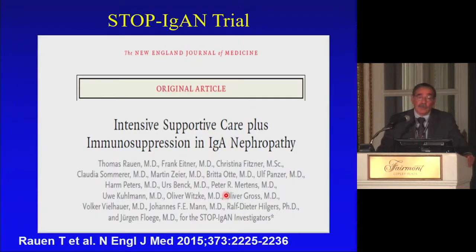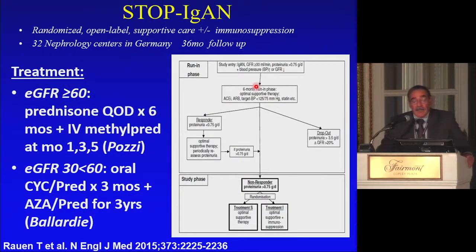Now let's look at one or two newer studies in the last few minutes. So the STOP-IgA trial here is a German multi-center study. They looked at a large patient population of IgA. They got a 6-month run-in with ACE inhibitors or ARBs to get the blood pressure less than 125/75. They all got statins. If your blood pressure went down and your proteinuria went down to less than 750 milligrams a day, you weren't in the study. You were only in the study if your proteinuria was over 750 milligrams with that low blood pressure.